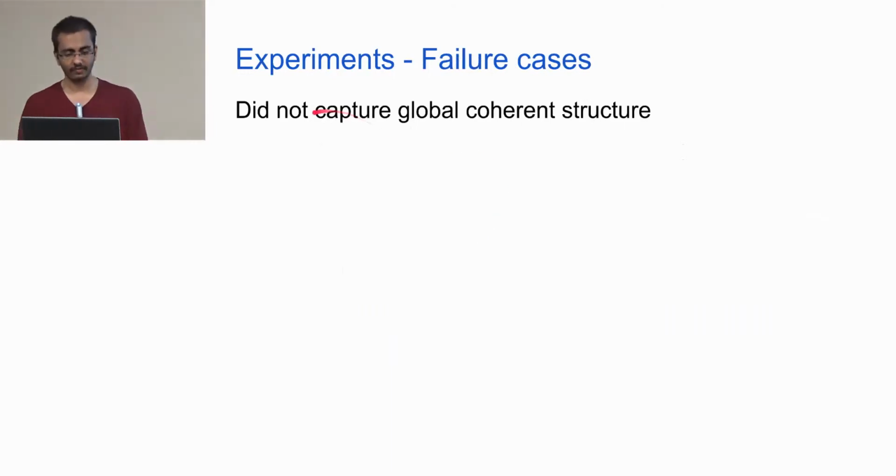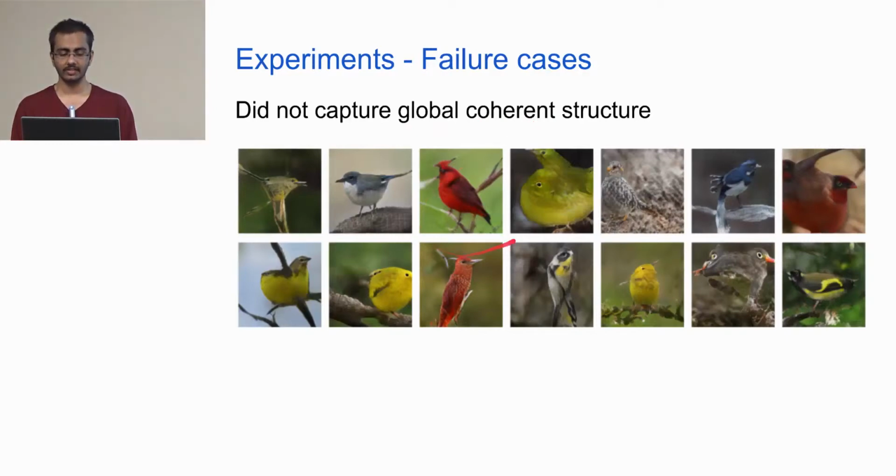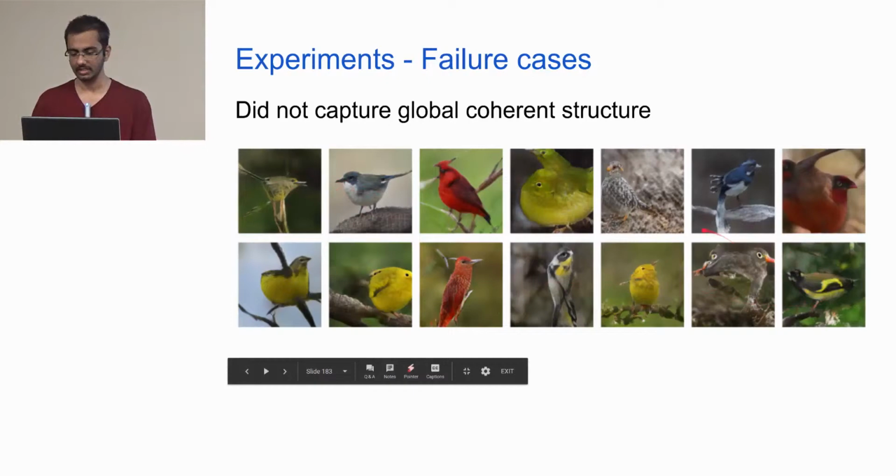Okay, now some failure cases. The one big particular mode of failure here is that the model is not able to capture the global coherent structure, which basically means that even if you have crisp images or sort of crisp images, you would have a bird with 2 heads, which is not desirable. Or you would have a bird with 2 beaks or no heads or a small head or something like that. So these also have room for improvement.